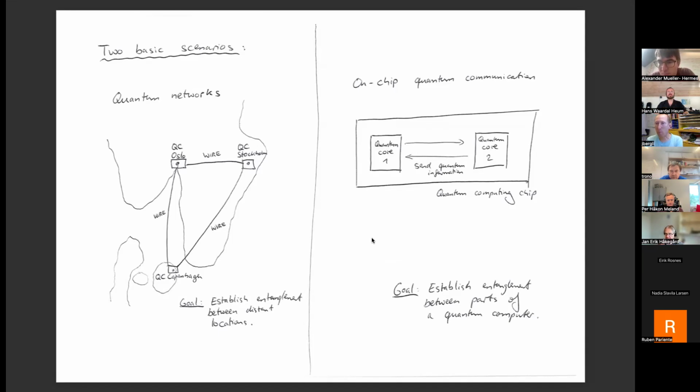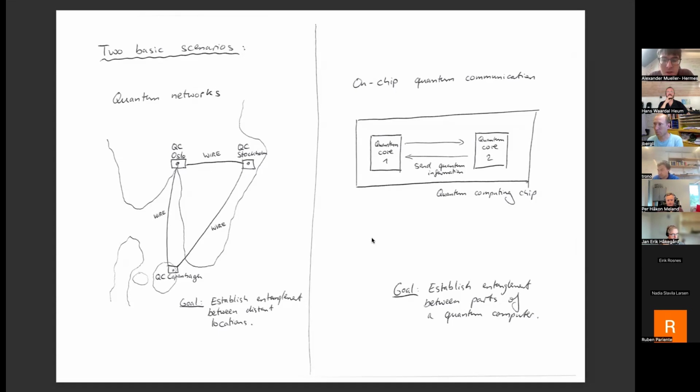Can I just comment? This seems to be exactly what IBM is doing with their System 2 or System 1 or whatever they call it. That is also true. It's not only trapped ions, it's many architectures.